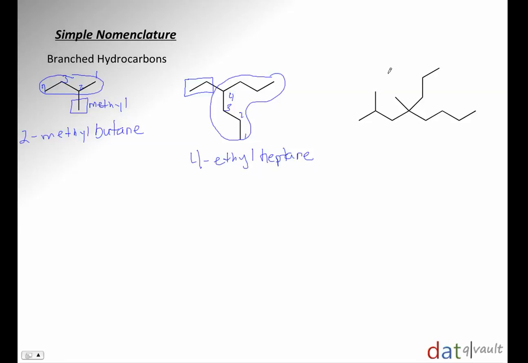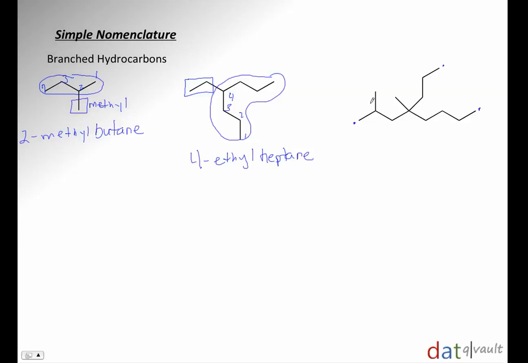Alright, let's get a little bit more complicated. This hydrocarbon, again, we're going to find the longest alkyl chain. So there are actually 2 options in this molecule. We can start from this carbon and end at this carbon here, and that will give us an 8-carbon chain. But we can also start from this carbon and end at the same carbon down here, and we get an 8-membered chain as well. So how do we choose which carbon to start from and end from?